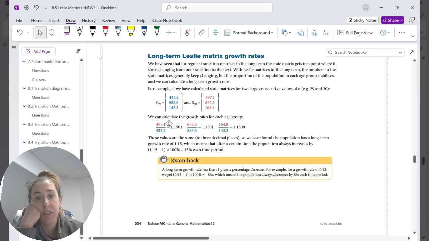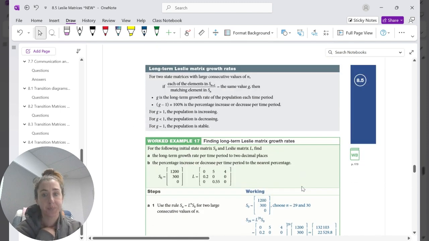If it didn't have that 1 at the start, so it's less than 1, it will be a decrease. You can see here that 0.92 minus 1 times 100% gives us negative 8%, which means that the population is decreasing by 8%.